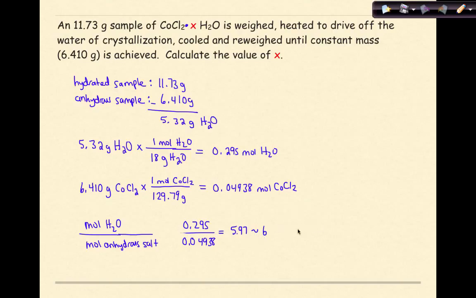So if I was to write this out, including the 6, it would be CoCl2·6H2O for my final answer, saying that for every formula unit of cobalt(II) chloride, I'm going to have 6 molecules of water embedded in the crystalline structure to represent that it is hydrated.